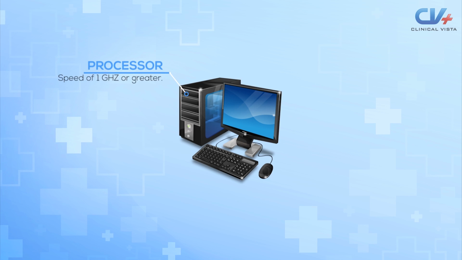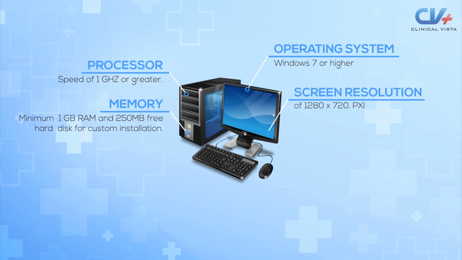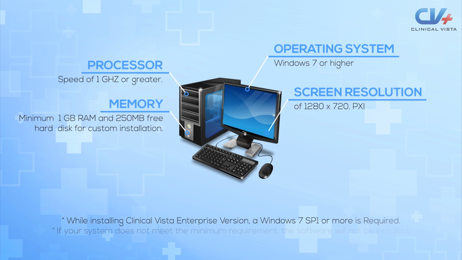The processor must have processing speeds of 1 GHz or greater, minimum of 1 GB of RAM, and 250 MB free hard disk for custom installation. Also, the computer should have an operating system of Windows 7 or higher, and a screen resolution of 1280 by 720. Please note that while installing Clinical Vista Enterprise version, a Windows 7 SP1 or above is required.